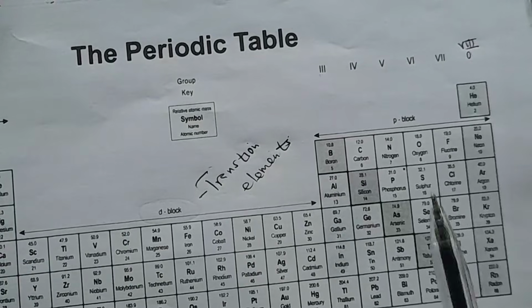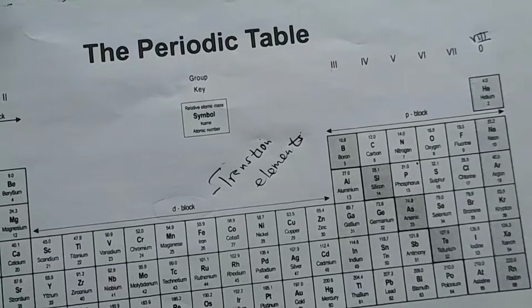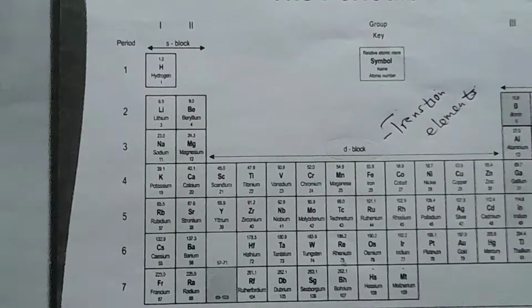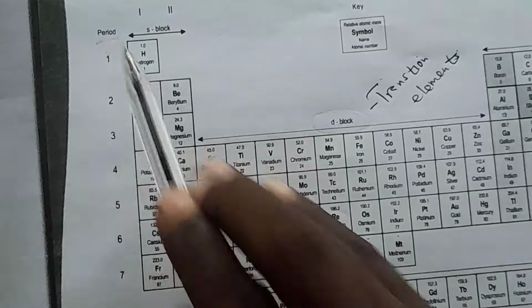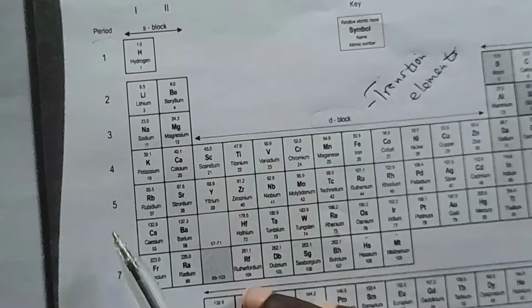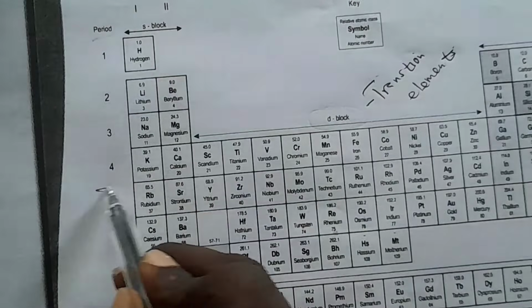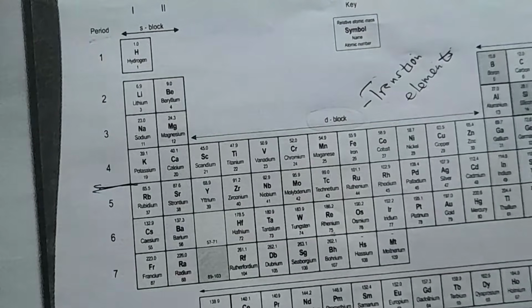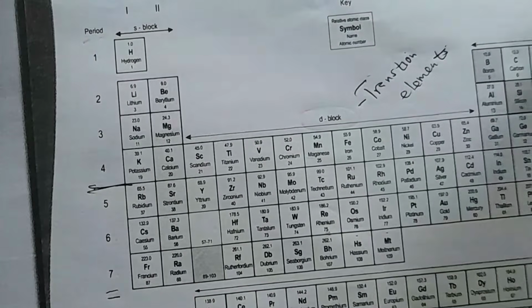So have a look at the groups. They are written in Roman numerals. If we check on this other side at the periods, we are having 7 periods: the first, second, third, fourth, fifth, sixth, and seventh. But in the first 20 elements, we are going to have up to period 4. In the complete periodic table, we are having 7 periods and also 8 groups.